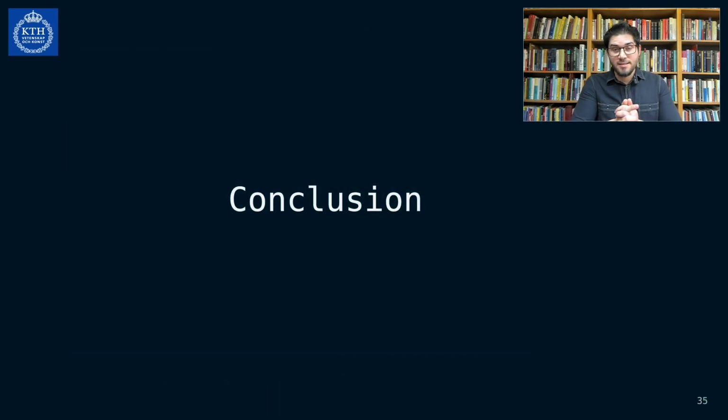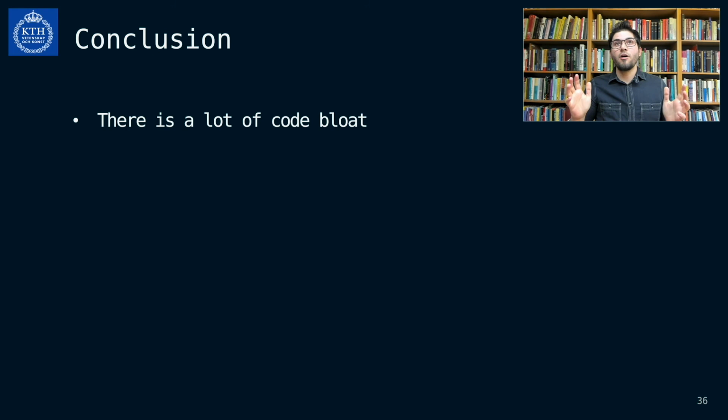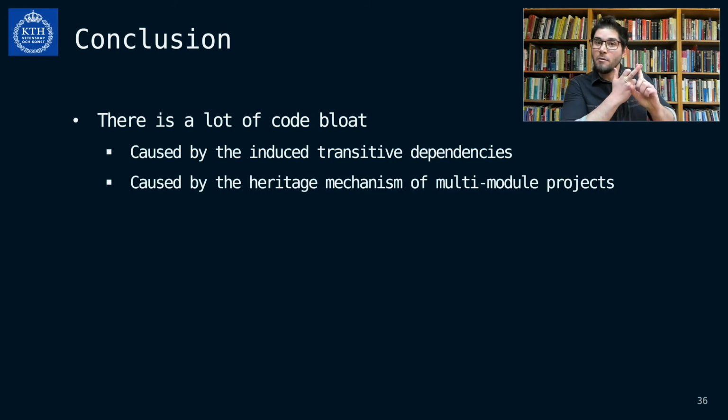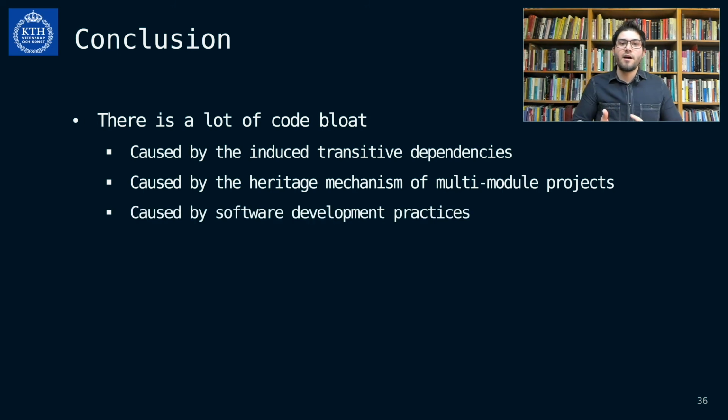To summarize, there is a lot of code bloat out there, caused by the transitive dependencies that are induced as a result of the Maven dependency resolution mechanism, caused by the multi-module architecture of Maven, and also caused by software development practices.